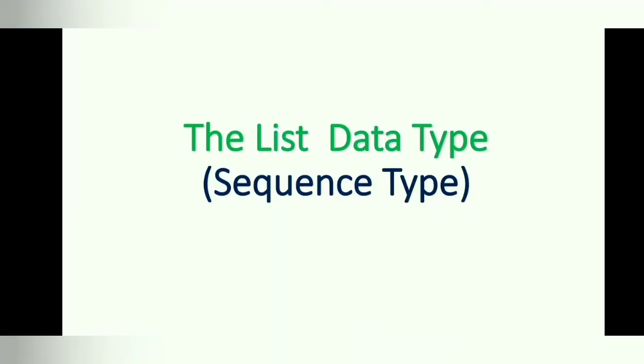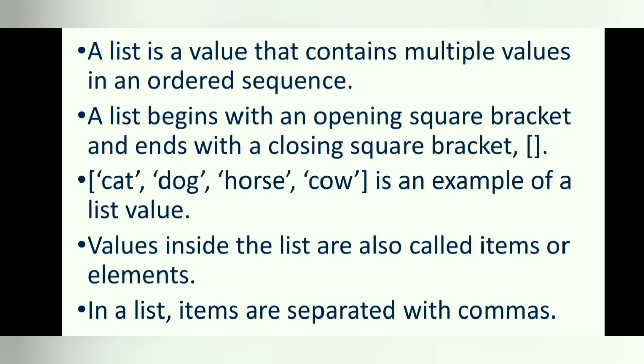The list data type, sequence type. A list is a value that contains multiple values in an ordered sequence. An ordered sequence means a set of values where each value is identified by an integer index.